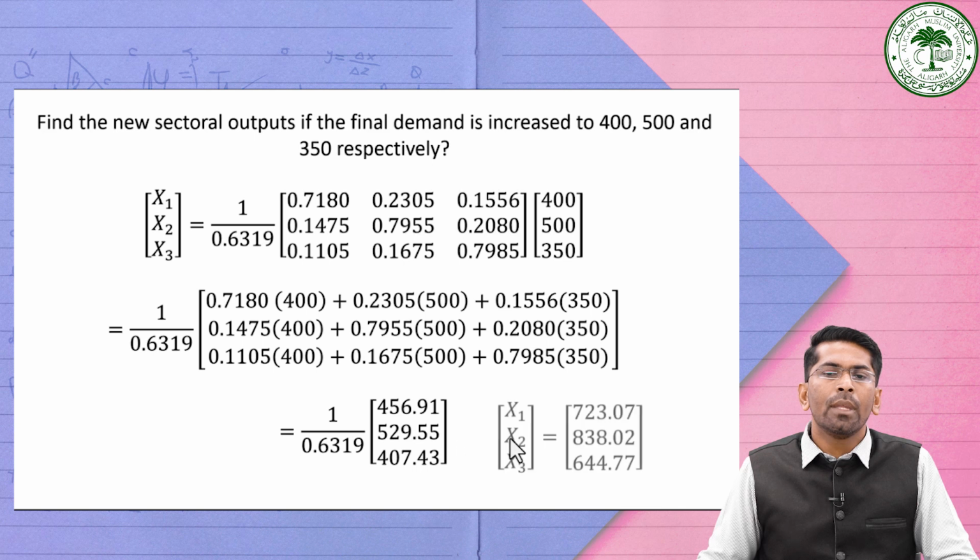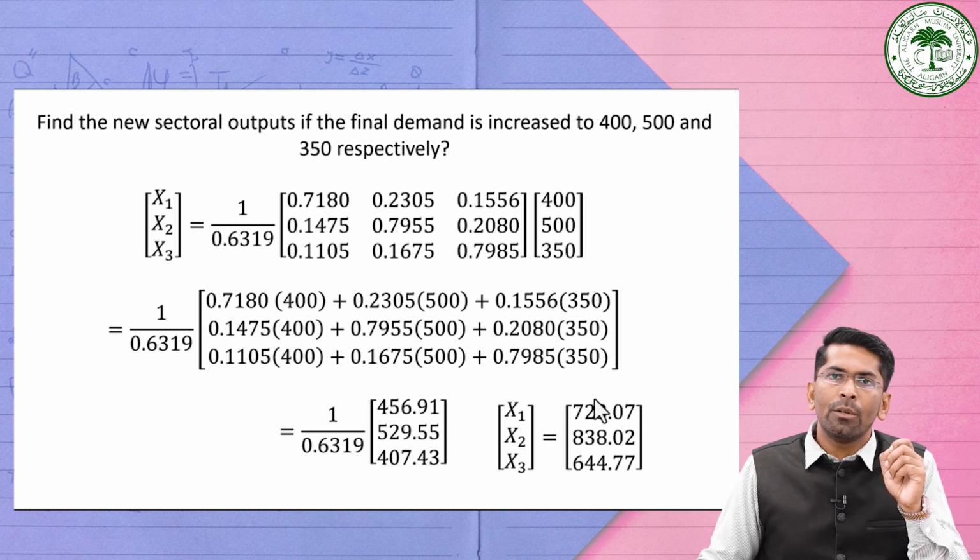So it will become x1 is equal to 723.07, x2 is equal to 838.02, and x3 is equal to 644.77. What does it mean? This is the new sectoral output which is required to produce if the final demand is increased to 400, 500 and 350 respectively in the particular industries.